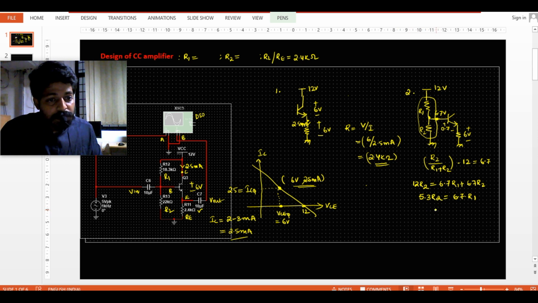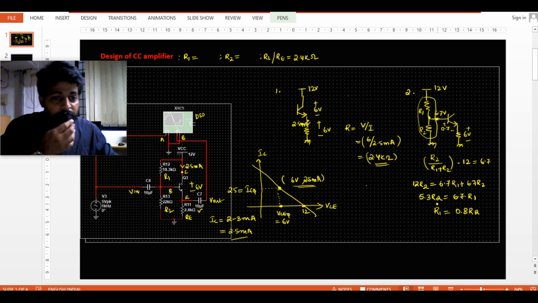So from this, R1 is equal to around 0.8 times R2. Yes. So this will be the basic condition that I have to follow, where R1 should be 0.8 times R2.